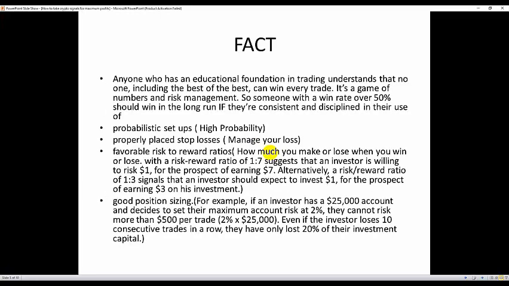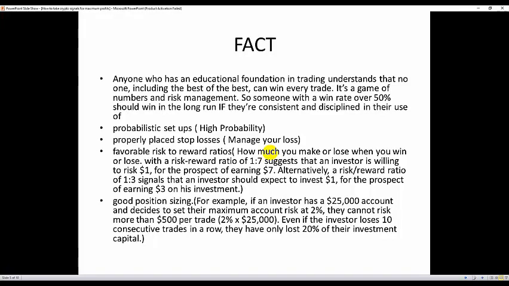Okay, so these are known facts that you should know about. Anyone who has an educational foundation in trading understands that no one, including the best of the best, can win every trade. So it's a game of numbers and risk management. Someone with a win ratio of over 50% should win in the long run if they are consistent and disciplined in their use of this factor. So these are the things you need to know about.